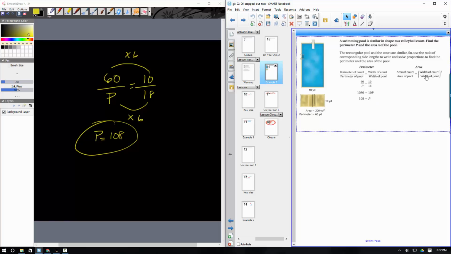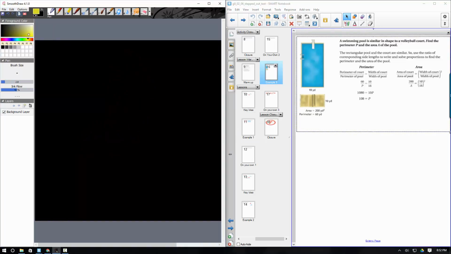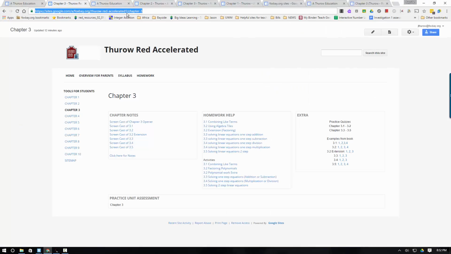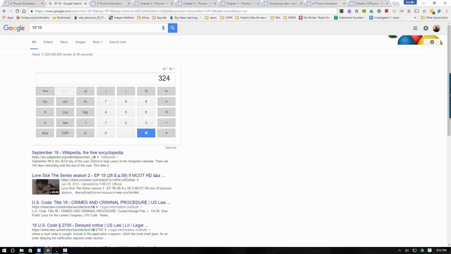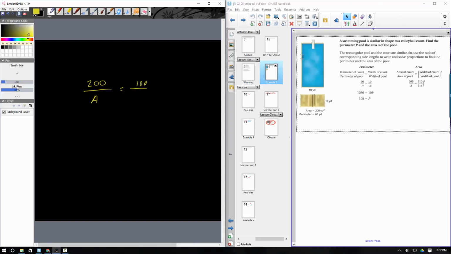So now we're going to try the next one for the area. So we have the area now is 200, right, over A. And then we have our 10 over 18. And of course, these are squared. So I'm going to rewrite this. I'll rewrite it as 200 over A equals 100 over 18 times 18, that's 364, is that right? What's 18 times 18? Oh, 324. All right, so I'll have 324.